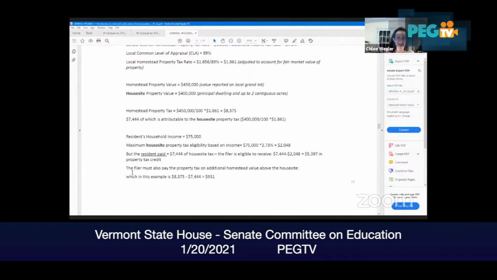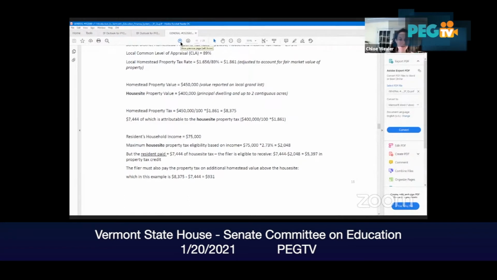Yes, perfect. Senator Chittenden. So the 2.73%, that is a table that we set as a legislature where those thresholds are based on the income of 75,000. We have set the max to be 2.73%. Where did that number come from? That number comes from when we were talking about the yield. We dialed in on the homestead yield, but there's also an income yield, and the income yield adjusts that income percentage.